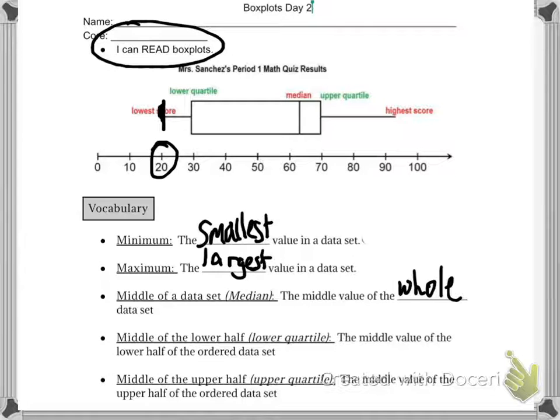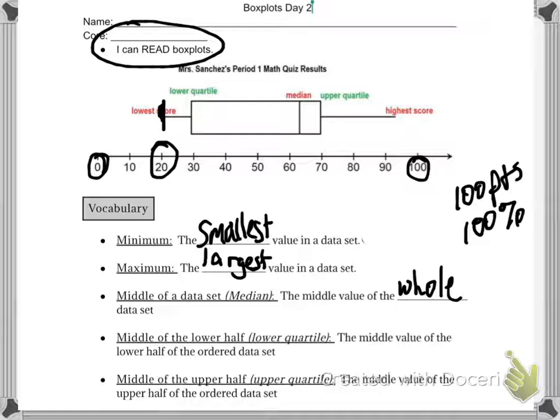So our number line tells us we've got starting at 0 and ending at 100. So that tells us this quiz is either worth 100 points or she's doing this as a percentage, 100%. Okay, so the lowest score is either 20 points or 20%.